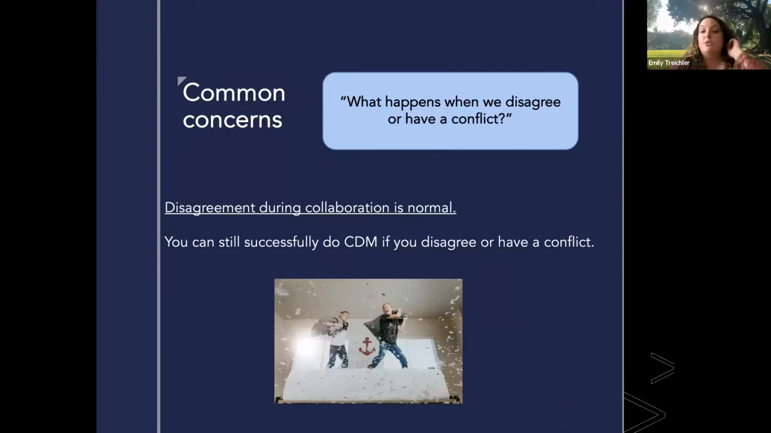We don't have to agree all the time, and we don't always have to come to a perfect middle ground together. What we have to do is be respectful to each other and have this clear and respectful and trust-building collaboration process.